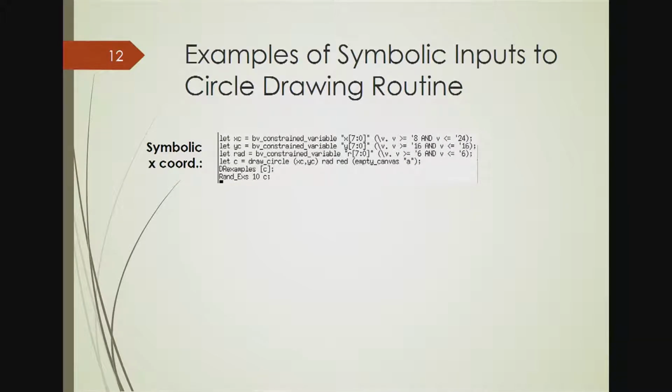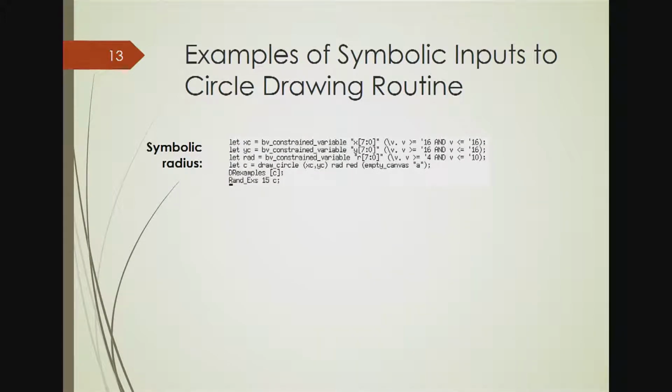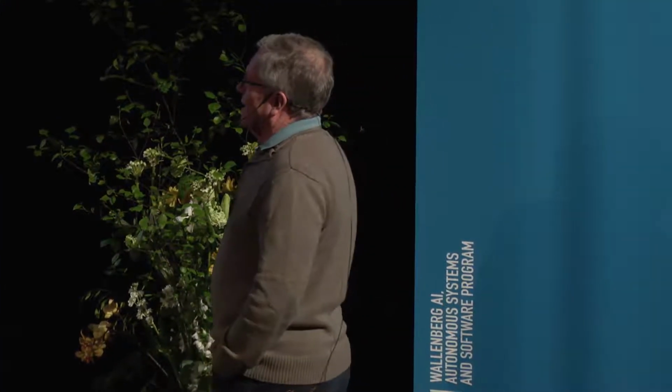Symbolic, now we do the x-coordinate symbolic. And here's all the possible values you can get. And here's a couple of examples from it. So I generated a whole bunch of them. But what actually got computed is one expression for all of these entries. And here I just did random samples from there. If you use symbolic radius, it looks like a torus, not surprising. You get the random examples.